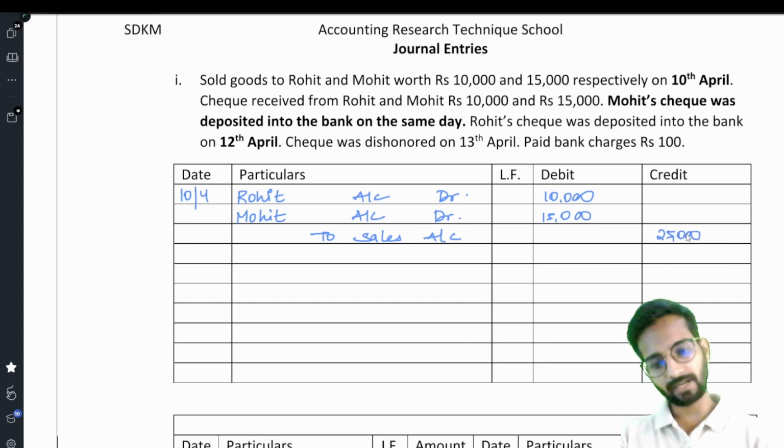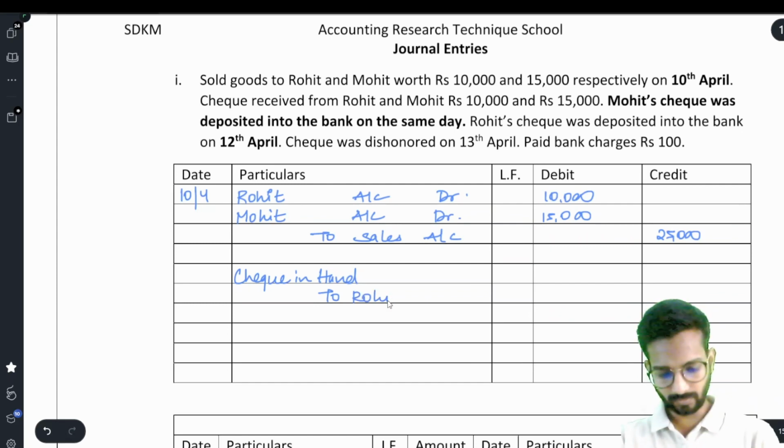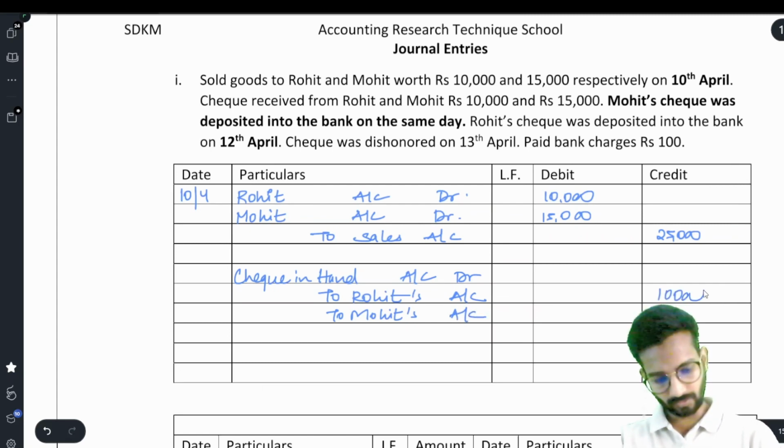Now, after that, check received from Rohit and Mohit rupees 10,000 and 15,000. So the next entry will become check in hand account debit to Rohit's account, to Mohit's account, 10,000 and 15,000. This will give you 25,000.